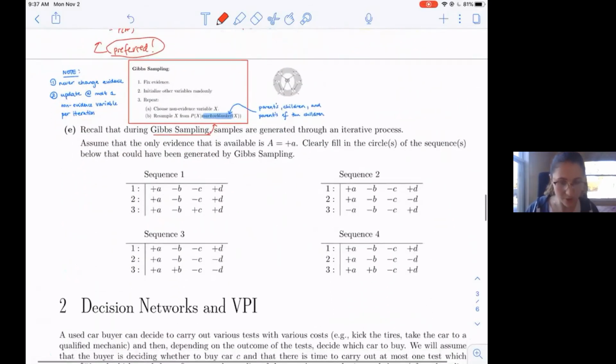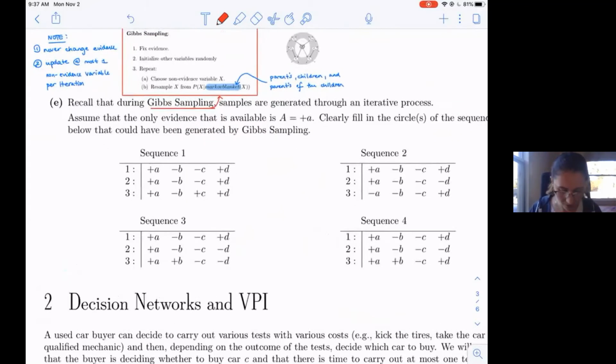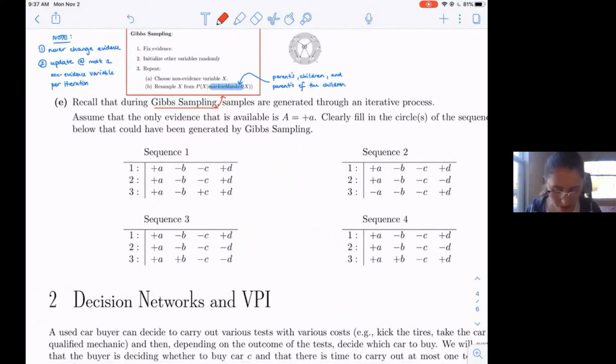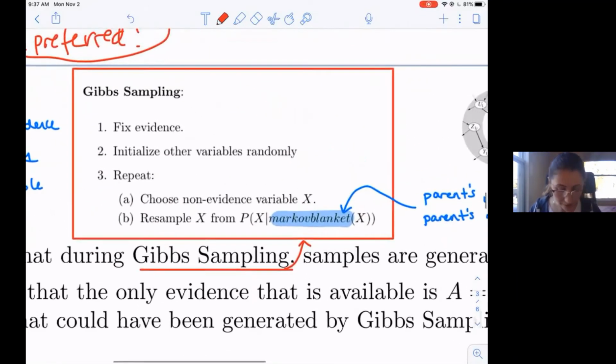All right, last question from this problem number 1. We're now looking at Gibbs sampling. Recall that during Gibbs sampling, samples are generated through an iterative process. Let's quickly remind ourselves of how Gibbs sampling works. We fix our evidence. Then we initialize all other variables randomly. And we repeat in a loop, choosing a non-evidence variable x, and then resampling x from the probability of x given its Markov blanket.